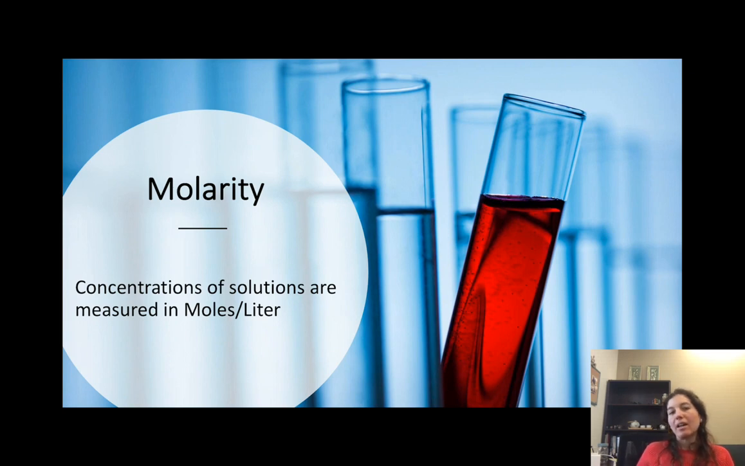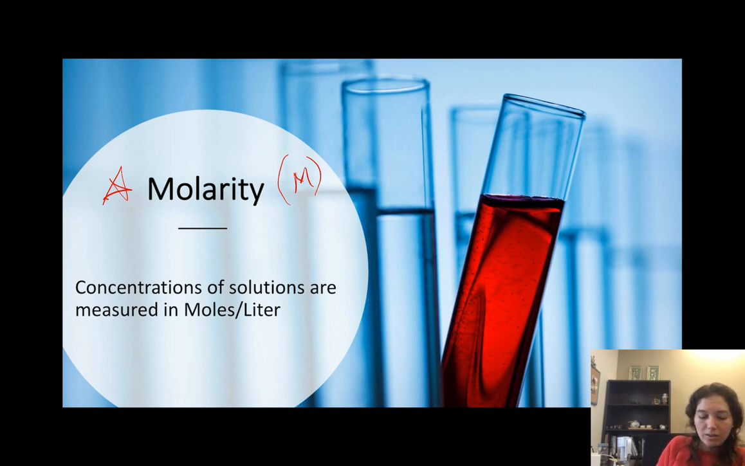Let's take a look at another unit of measurement that involves moles that we often use in chemistry, and that's molarity. We abbreviate molarity as capital M, and it stands for our concentration. Our concentration is the amount of something in the solution, and the unit that we use is moles per liter. So our molarity, we abbreviate this as capital M, and it is equal to moles per liter of solution.